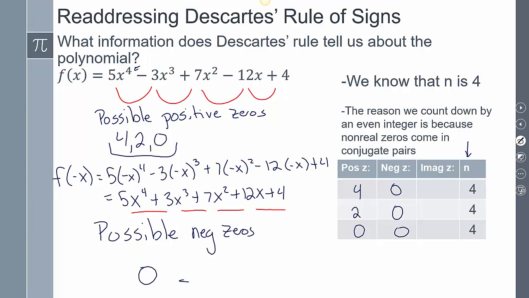Now if I add these across the board, they need to add to 4. Well, 4 plus 0, well this has to be 0 for it to be 4. 2 plus 0, well this has to be 2 for it to be 4, and this has to be 4. Now notice that the way that my imaginary zeros exist, they exist in those conjugate pairs that I just mentioned. And that's essential. That is the reason why it counted down by an even integer, because of those non-real zeros. They always exist in conjugate pairs.